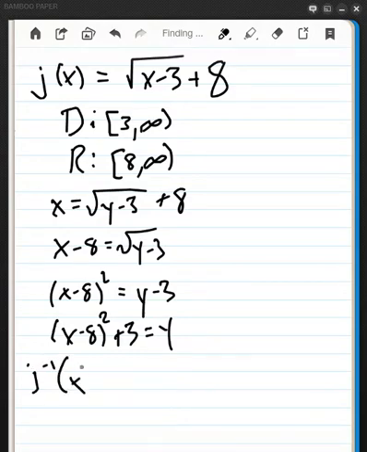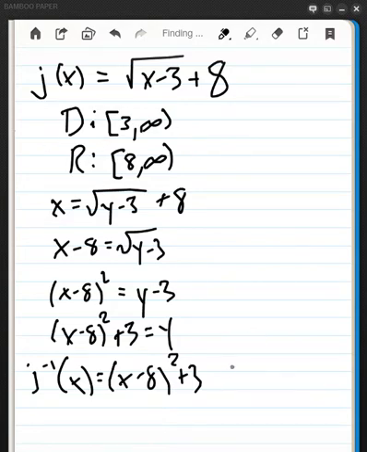Now we're going to notice something about this inverse. x minus 8 squared plus 3 is a quadratic. This quadratic is a parabola, and that parabola fails the horizontal line test. So how is it possible for it to be an inverse? That's why the domain and range restriction is so important.